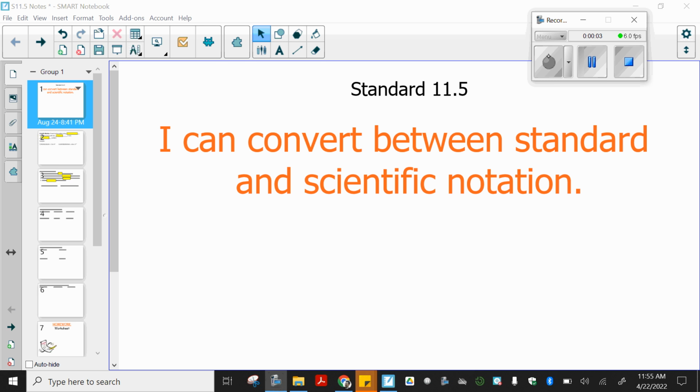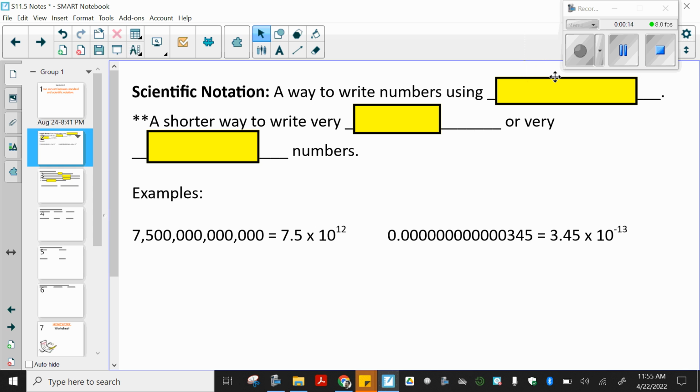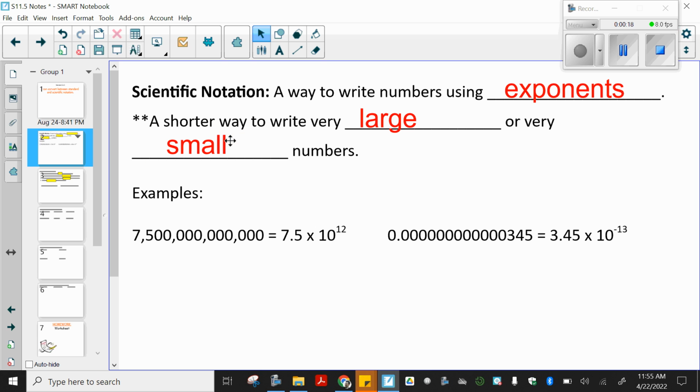Hello, let's give standard 11.5 another shot here. I can convert between standard and scientific notation. So scientific notation is just a quick way to write numbers using exponents. A shorter way to write very large or very, very small numbers.